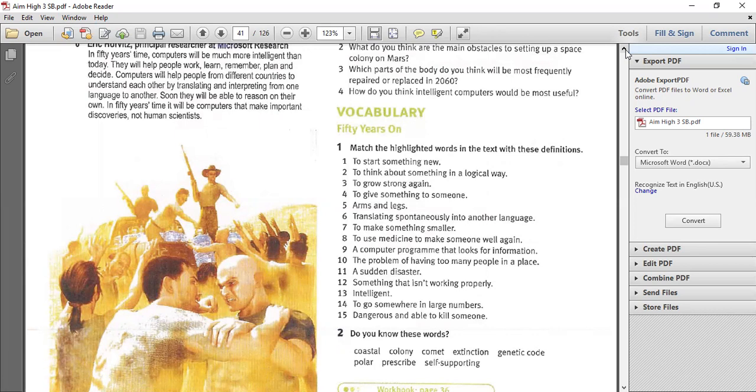The first word is reduce, flock, overcrowding, life-threatening, catastrophe, set up, smart, lamps, regenerate, malfunctioning, search engine, provide, interpreting, reason. I want you to put each word in front of the correct definition. Number 1, to start something new.